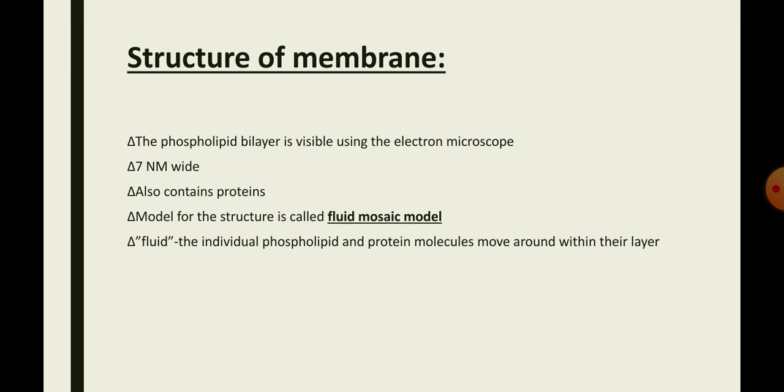Regarding the structure of membrane, the phospholipid bilayer is visible using the electron microscope. It is 7 nanometer wide, and the major components of the plasma membrane are proteins, lipids and carbohydrates.